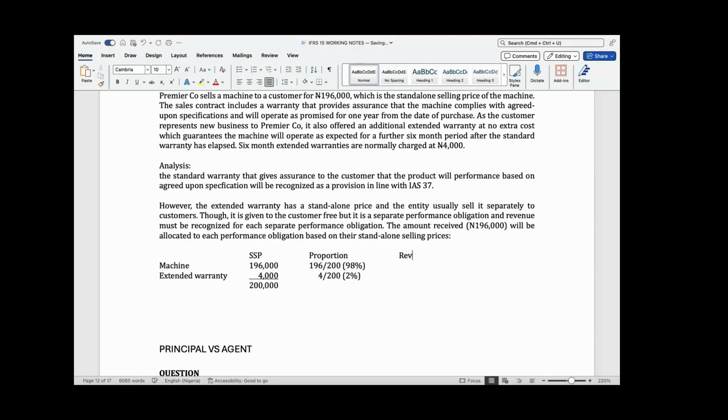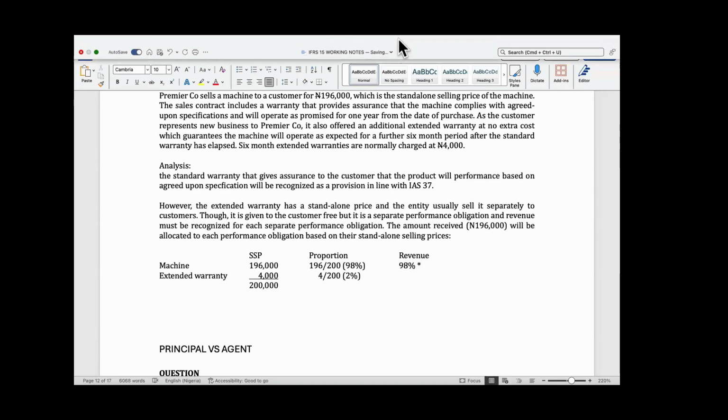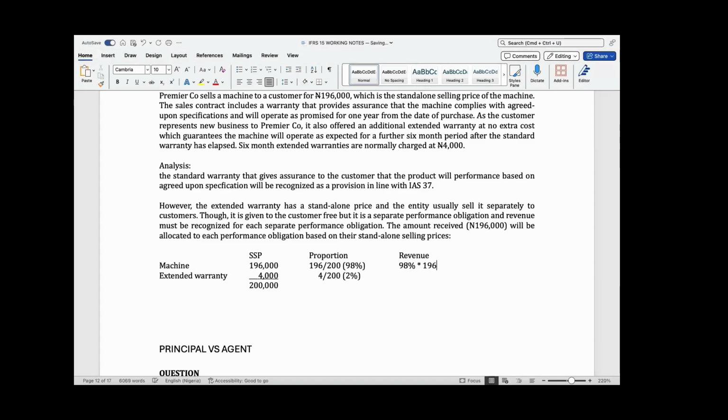And the second, okay. So the revenue recognized for this will be 98% times how much? Times 196,000. While this would be 2% times what? Times 4,000.